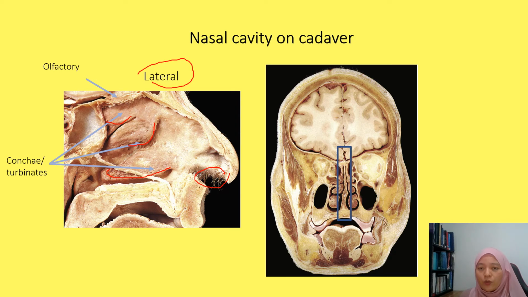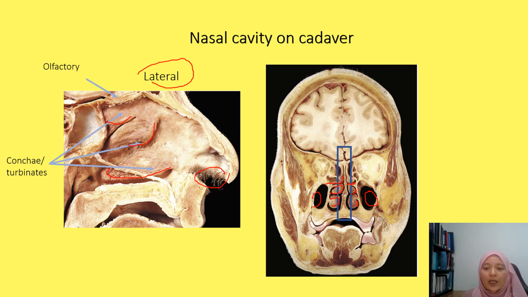In another view, we can see the superior concha, middle concha, and inferior concha, and the area here is the meatus. It's where the paranasal sinuses open into. This is the paranasal sinus, which will be talked about again later.